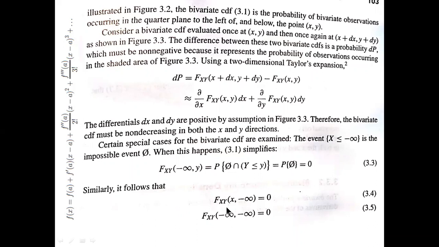Similarly, we can write f of xy x comma minus infinity is equal to 0, and f of xy minus infinity comma minus infinity is equal to 0, when both the y and x tend to minus infinity. If only one of them tends to minus infinity, it is also 0 because it corresponds to an intersection with the null event. So we will have the event x less than small x intersection the null event, that is y less than minus infinity, will give me the null value, and hence this whole thing will be null.